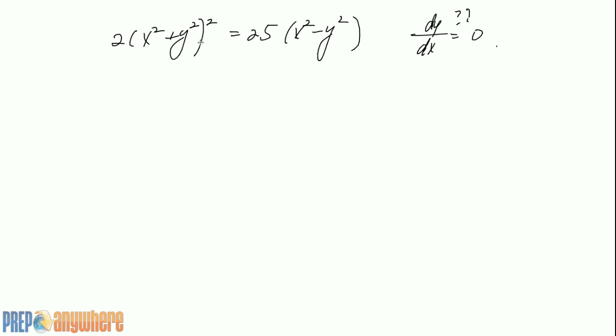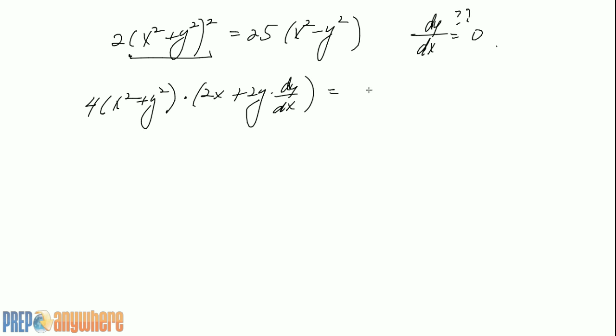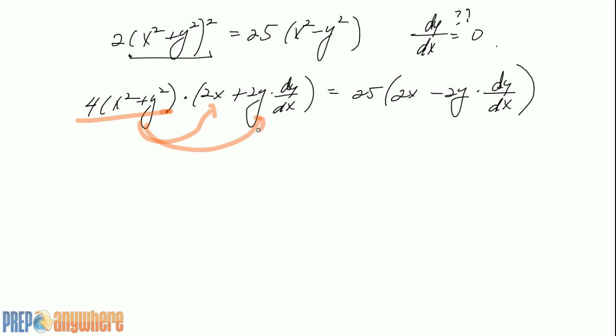First of all, differentiate this whole power of 2, so you get 4, chained by the derivative of what we have inside. Differentiate inside, we get 2x minus 2y, chained by dy over dx. Let's expand this whole thing, because we want to collect dy over dx.